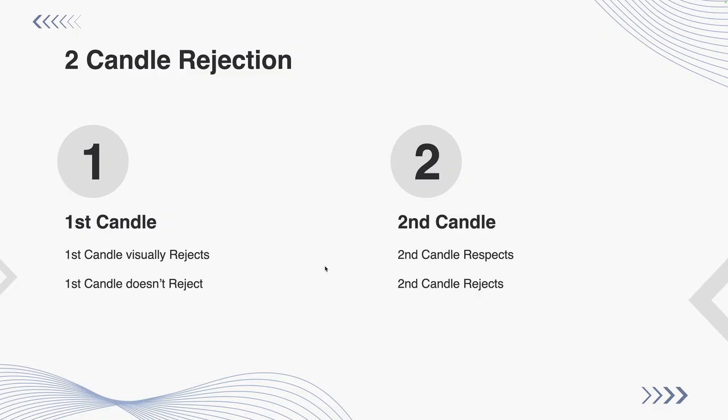So if the first candle rejects, then the second candle respects. If the first candle visually rejects, the second candle respects whatever the first candle was doing. First candle already rejects, second candle is going to respect that first candle rejection, already going to continue higher. If the first candle does not reject, so there's no rejection, or there's just not a clear visual rejection, then the second candle can still sweep the previous candle low or previous candle high to then create the rejection.